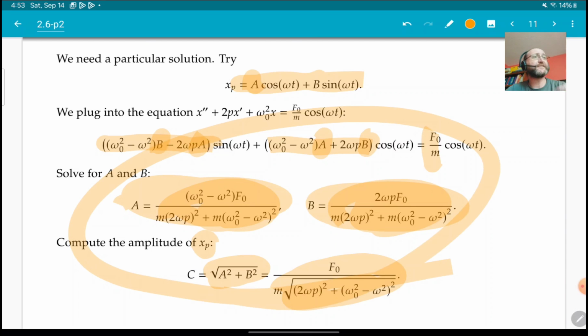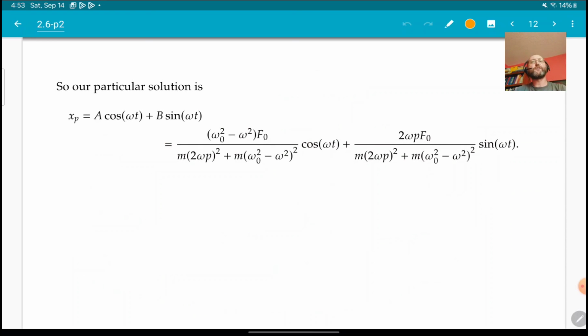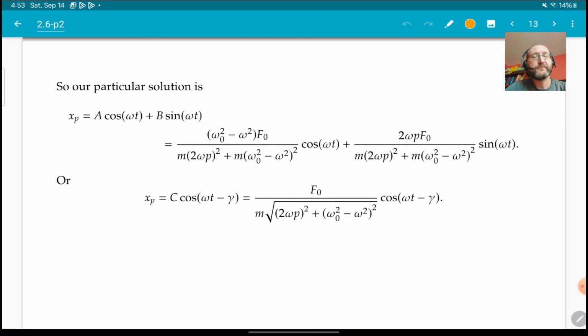So all the things that we're skipping is just some algebra that you've done before, but now it's a lot more annoying, a lot more tedious. But that's what you get. And the important thing is just this is what we're getting. All right. So our particular solution, if we plug that a and b in, I can just write it like this, or if I write it with the c and the gamma, well, I computed what c is. It's over here, so just write it as a cosine wave, right?